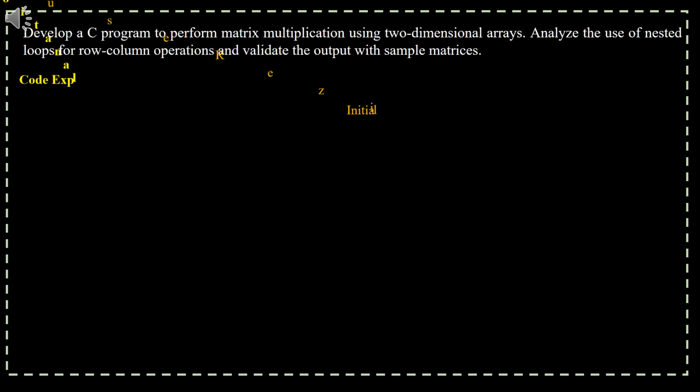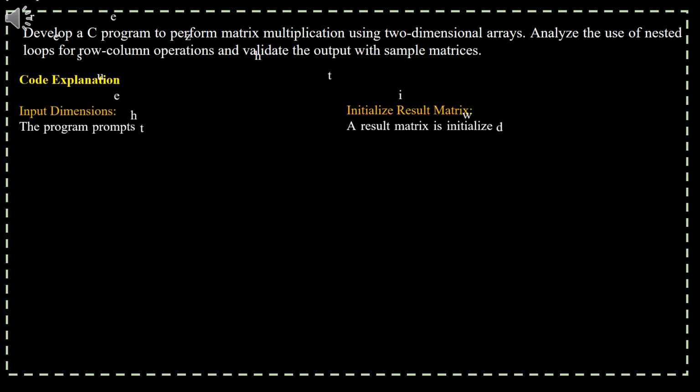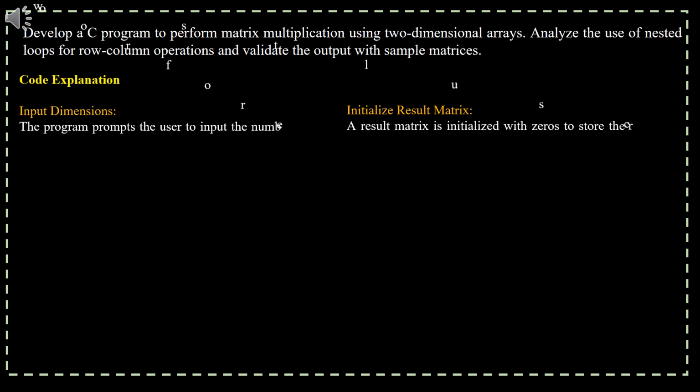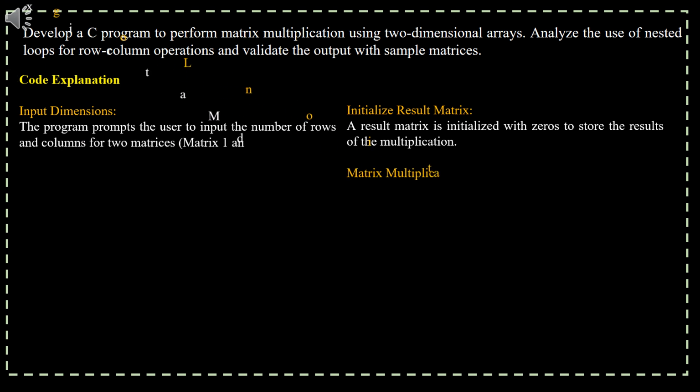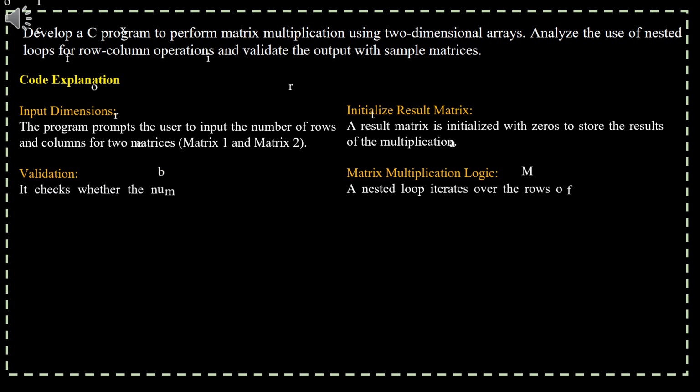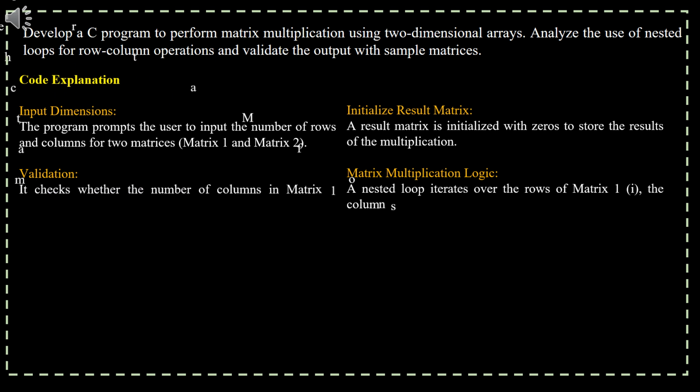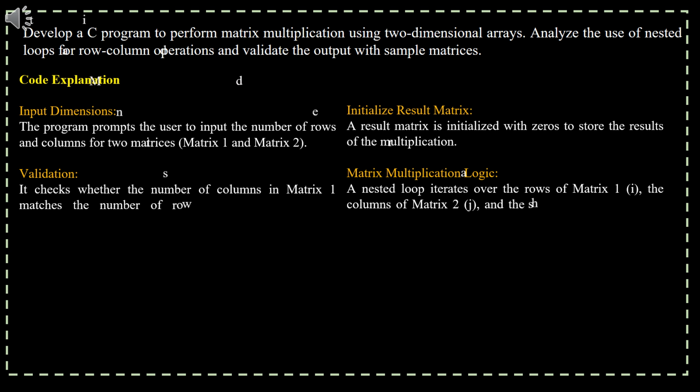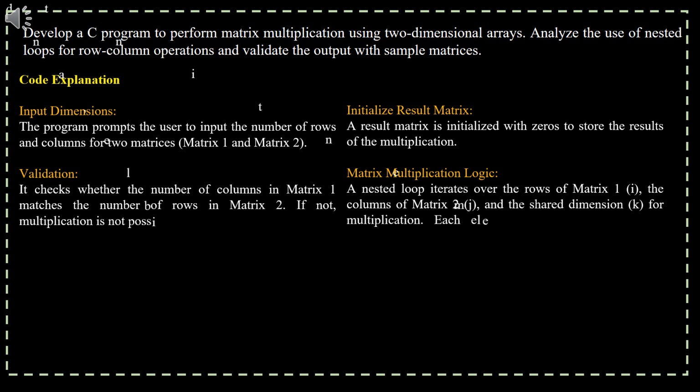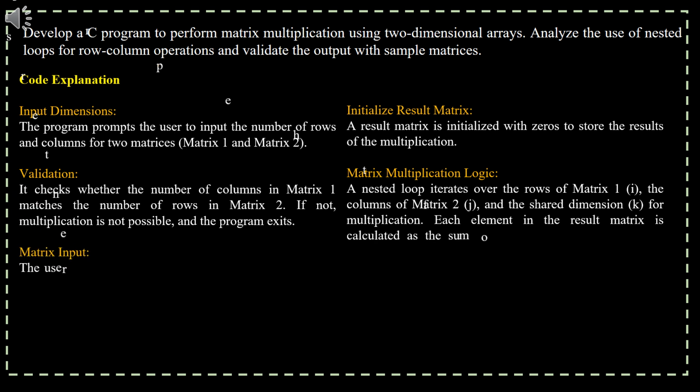Code explanation. Input dimensions: the program prompts the user to input the number of rows and columns for two matrices, matrix 1 and matrix 2. Validation: it checks whether the number of columns in matrix 1 matches the number of rows in matrix 2. If not, multiplication is not possible and the program exits.